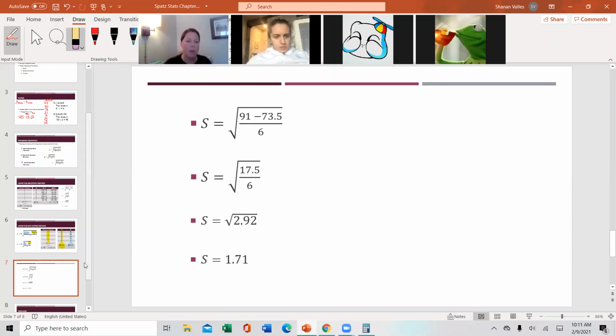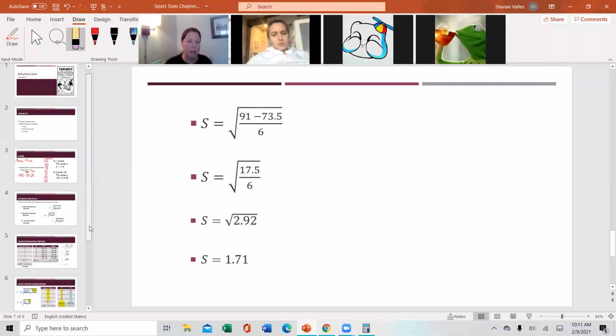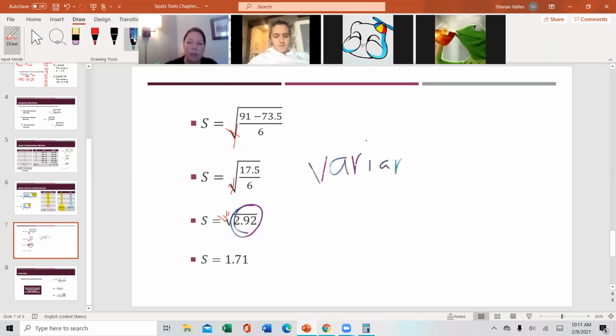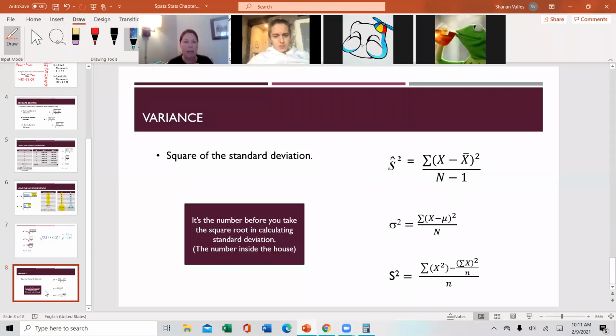Okay, I know I spent all this time on standard deviation and I didn't talk about variance. The reason is that variance is super easy. It's just your standard deviation without the square root, without the house. So we've already been doing the variance without even knowing it. I always tell everybody you don't even have to worry about it. It's just that number right there. So our variance in this example is 2.92. I'll show you the formulas right here. They're the exact same formula. They just don't have the square root.